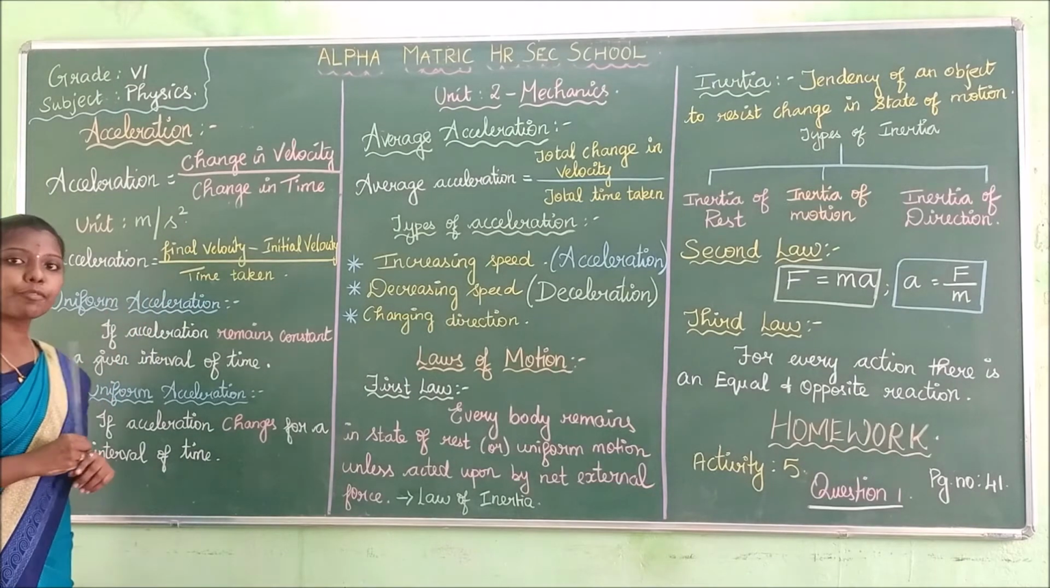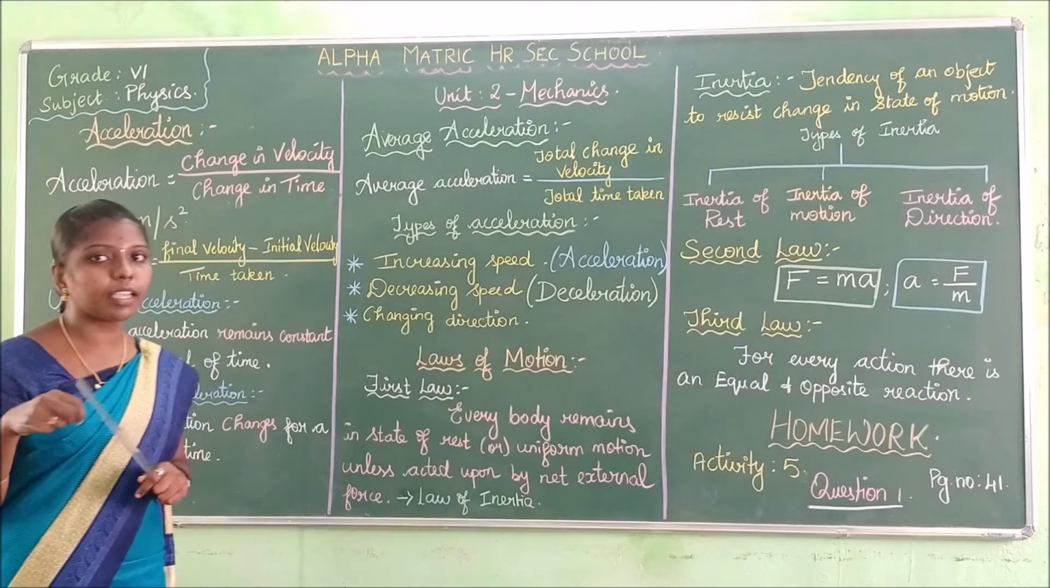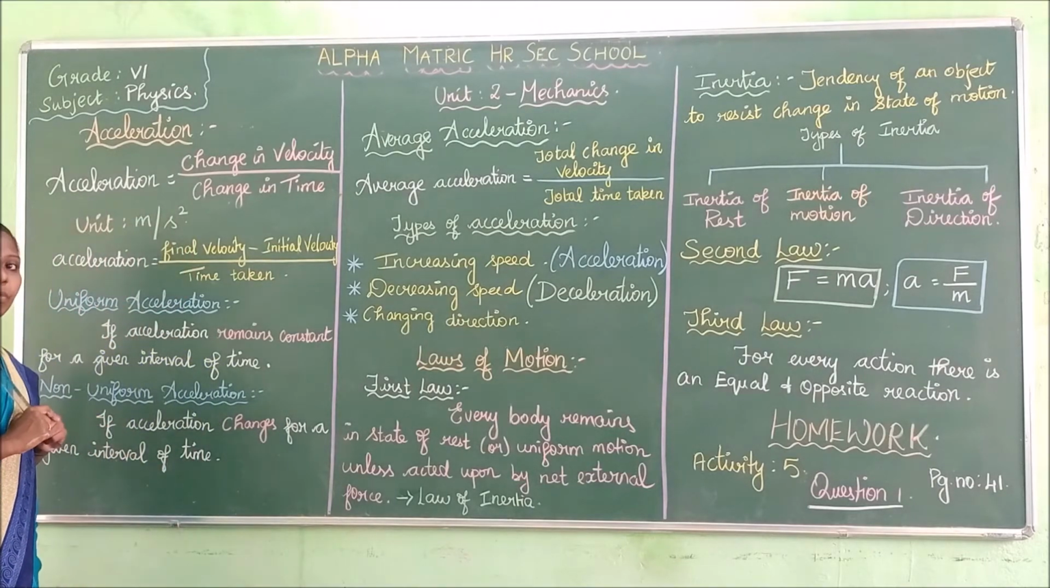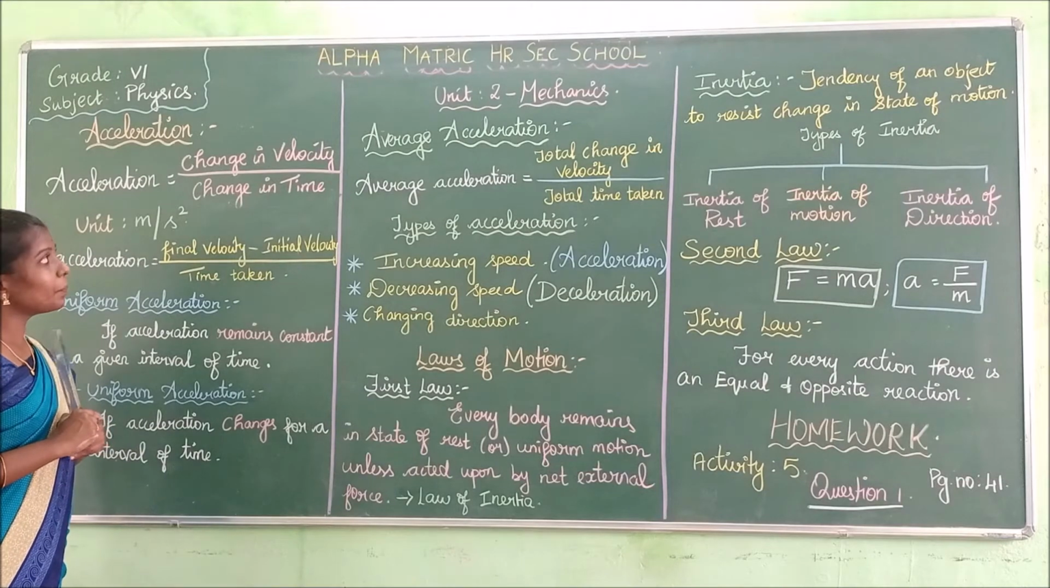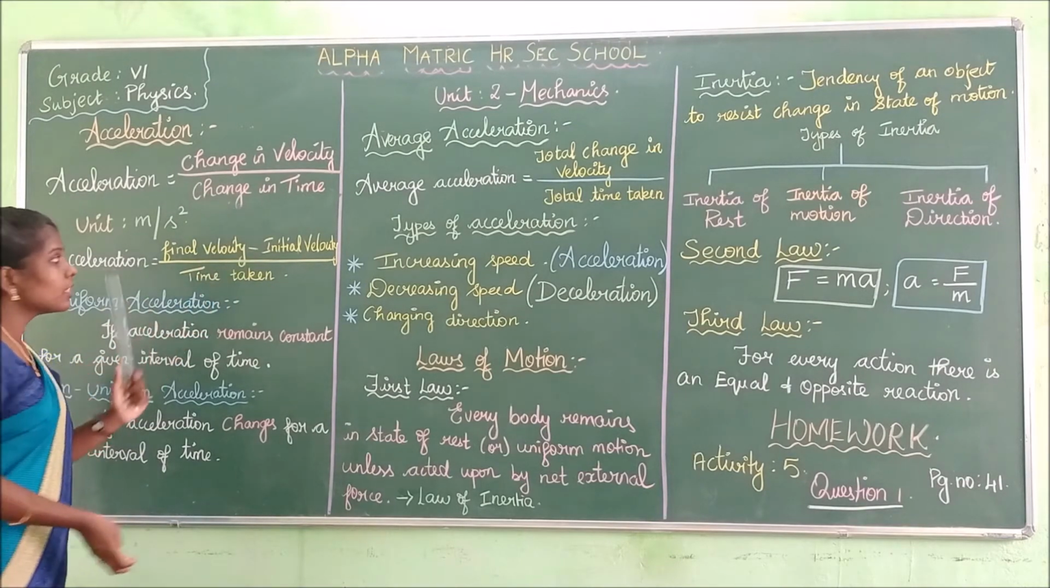What is the unit of velocity? Unit of velocity is meter per second. What is the unit of time? Unit of time is second.